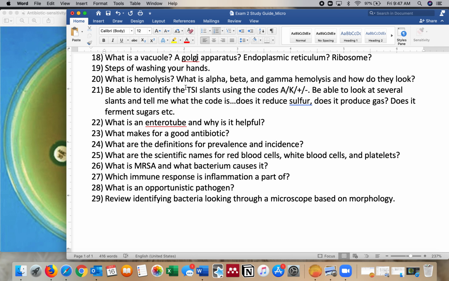A Golgi apparatus we kind of refer to as the post office of the cell. That's where a lot of large molecules go to. They can be modified and then they are sent on to wherever their final destination in the cell is supposed to be. The endoplasmic reticulum is a place where proteins are made. There's a smooth ER and a rough ER.